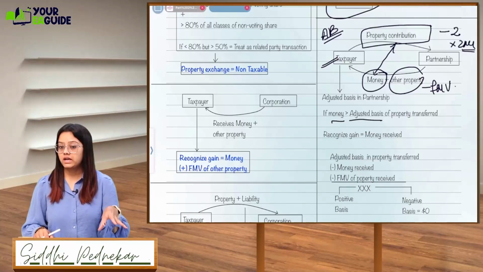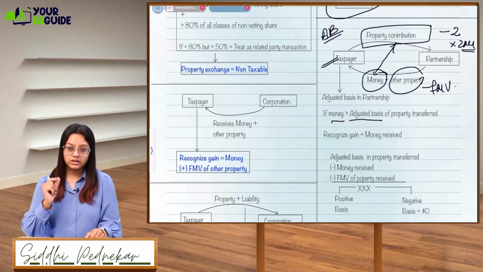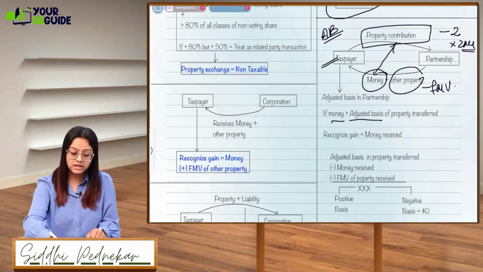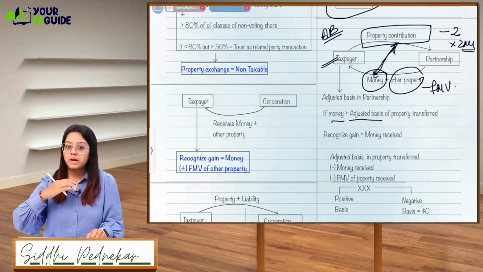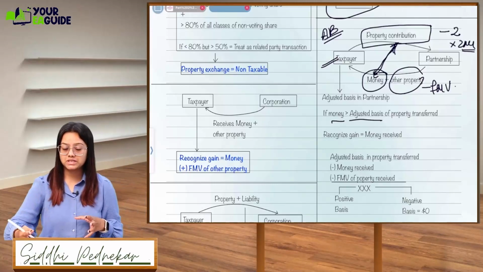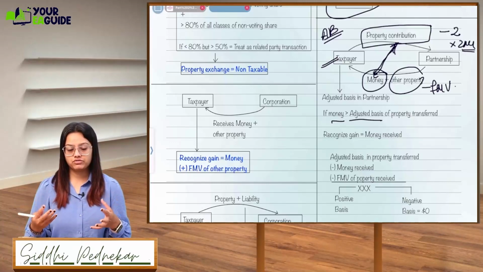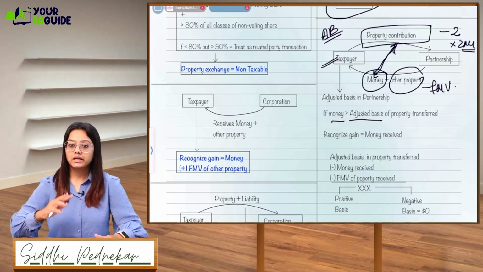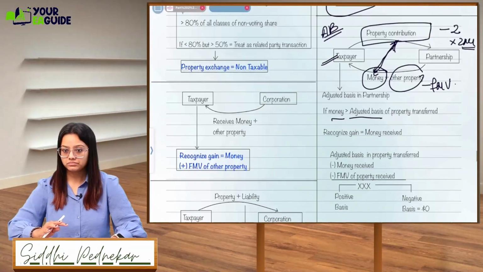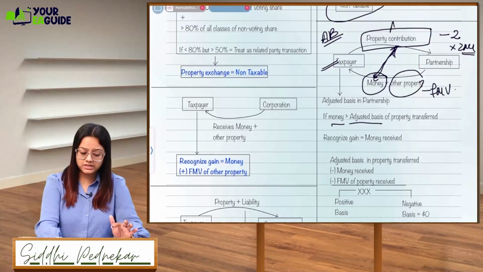Please understand the concept. Don't mug up the things. Remember this chart exactly in the exam. When you draw it on your rough paper, you will remember that this money has to be compared with the adjusted basis of the property you are contributing. If the money you are receiving is more, you are receiving more benefit, right? Then it will be considered a gain for the taxpayer. Got it, guys?